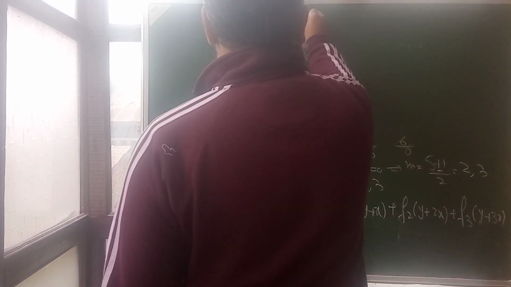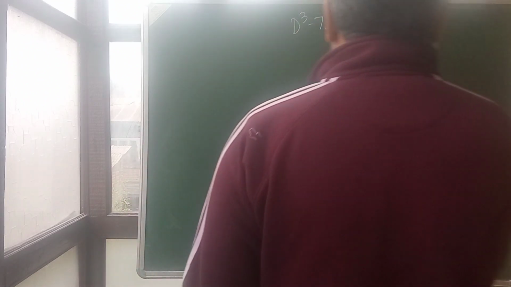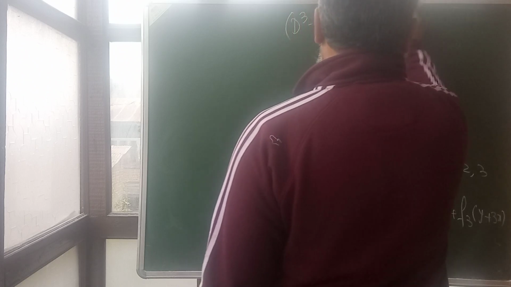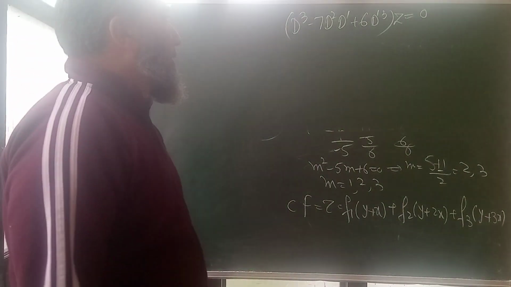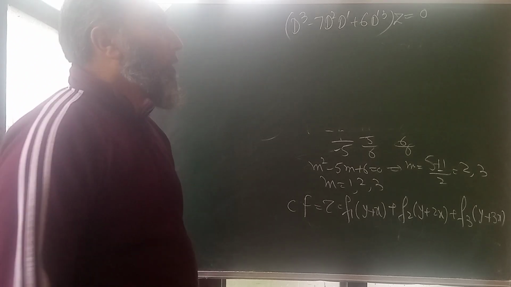Say you have (D³ - 7D²D' + 6D'³) operating on z equal to 0. This is a cubic in D and D'.